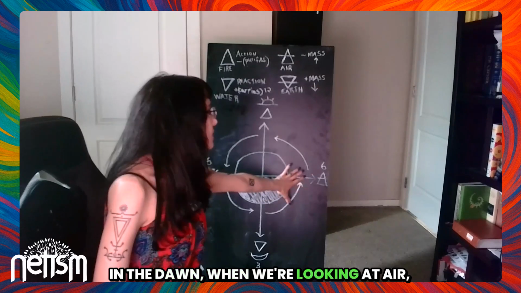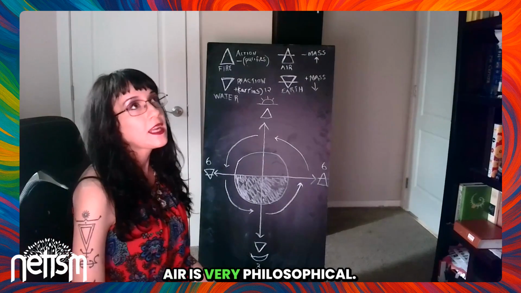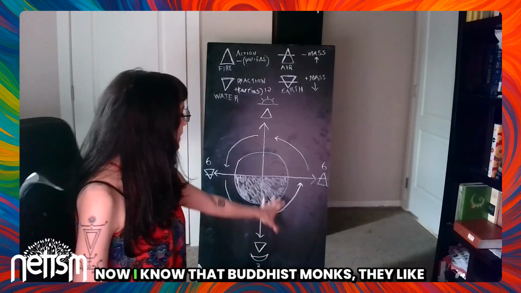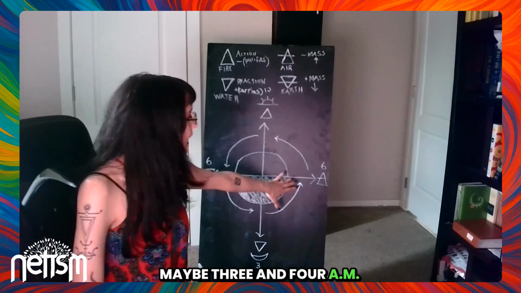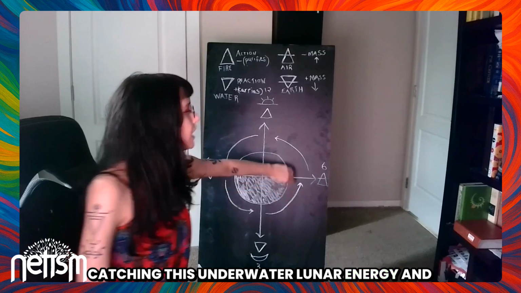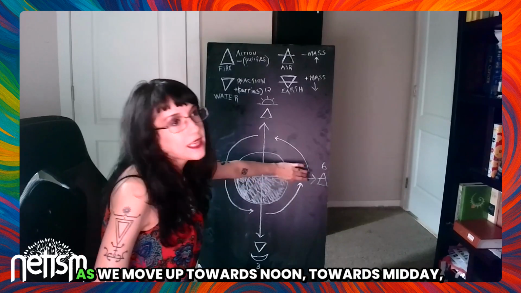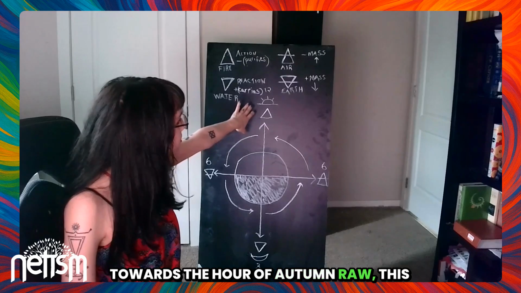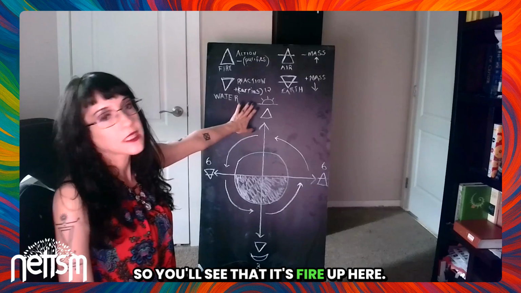In the dawn, when we're looking at air, this is very strong, fresh, creative energy. Air is very philosophical. It is very in the domain of thoughts. Now, I know that Buddhist monks, they like to start within maybe 3 and 4 a.m. So what they're catching is this underwater lunar energy, and they are bringing it through this purification into pure creative light. As we move up towards noon, towards midday, towards the hour of Atum Ra, this becomes a lot more volatile. So you'll see that it's fire up here.